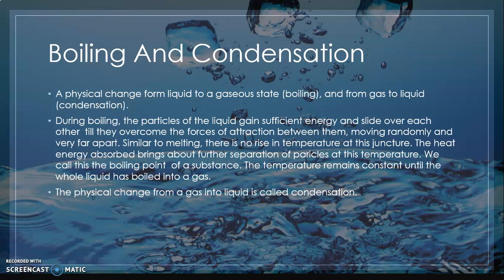During boiling, the particles of the liquid gain sufficient energy and slide over each other. They overcome the forces of attraction between them, moving randomly and very far apart. Similar to melting, there is no rise in temperature at this junction. The heat energy absorbed brings about further separation of particles at this temperature. We call this the boiling point of a substance. The temperature remains constant until the whole liquid has boiled into a gas.